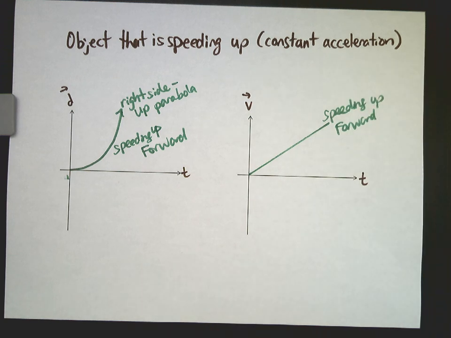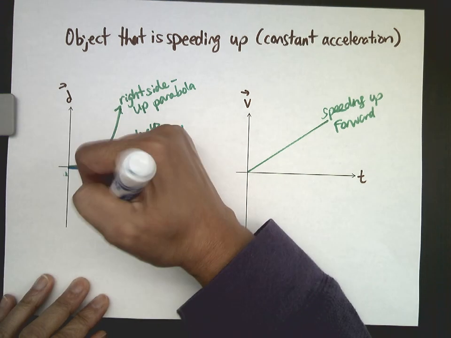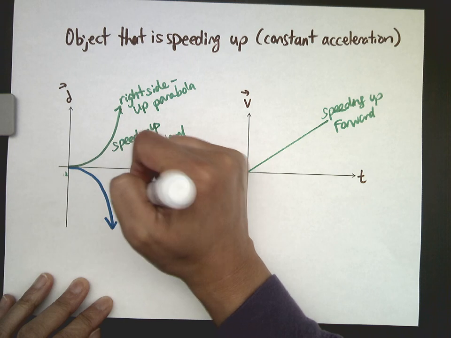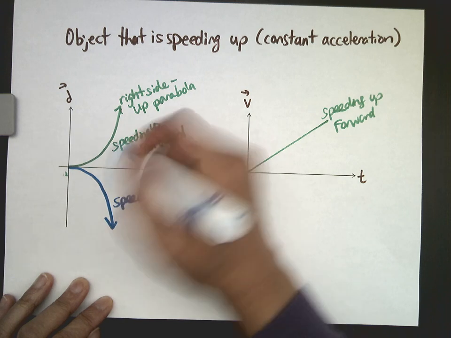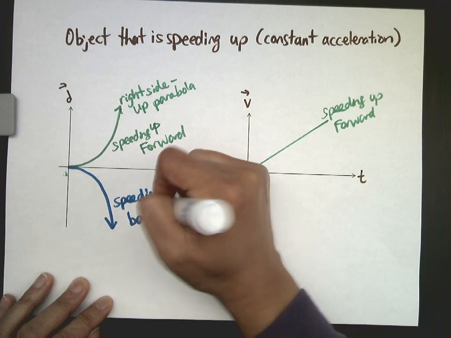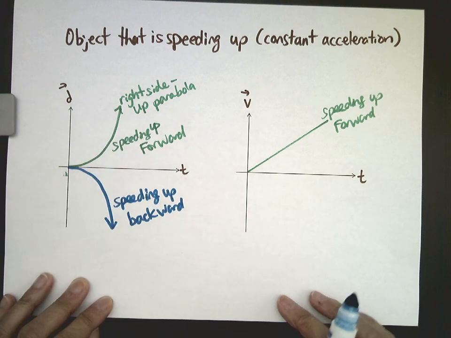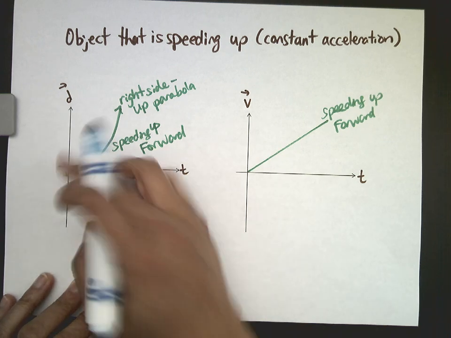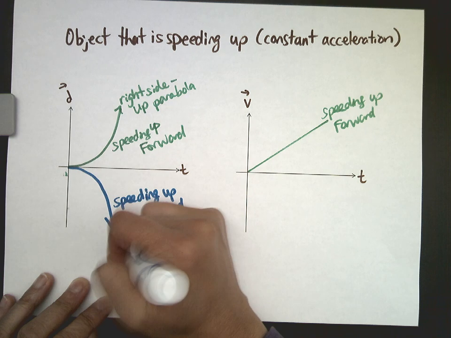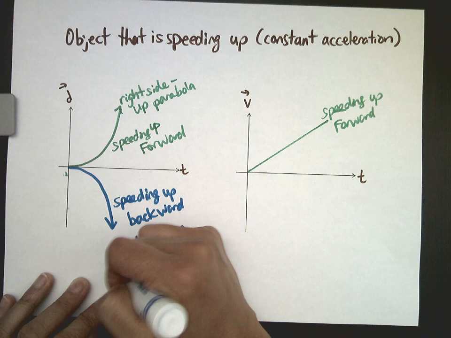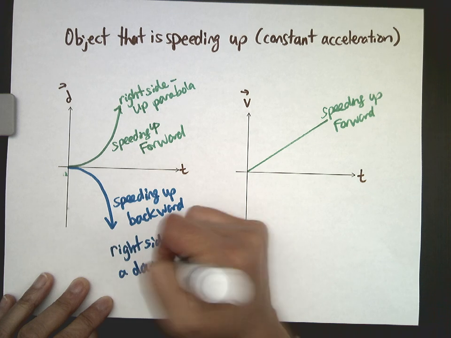All right, going backwards. We're going backwards or we're headed the opposite way. So it's just a mirror reflection like so. And this is going to be speeding up backwards. Notice it is a down parabola, so it's an upside down U. So this is also on the right side. So this is the right side of a down parabola.